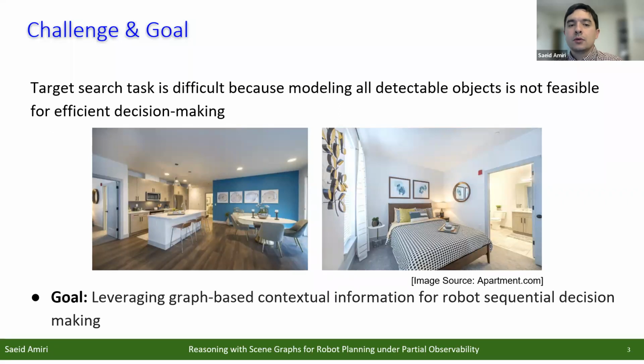The goal of this work is to leverage graph-based contextual information for robot sequential decision-making. The proposed approach can be applied to other object-centric robot planning domains. We chose to demonstrate and evaluate it in target search.